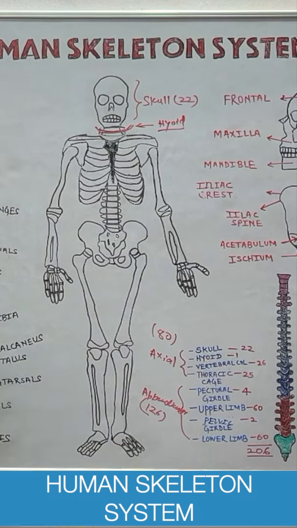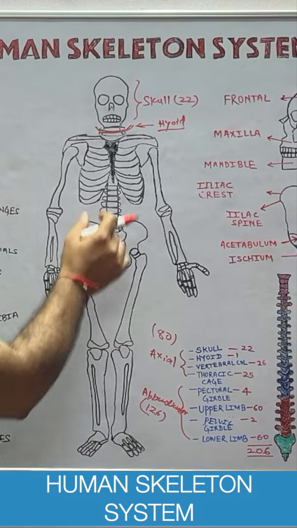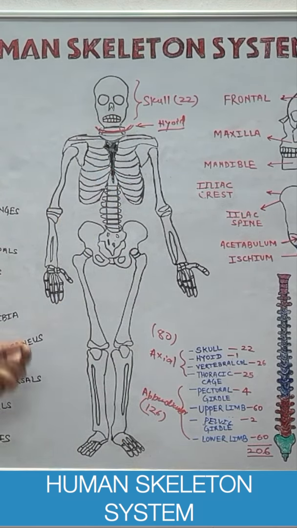Then you have the vertebral column. Everybody is familiar with the vertebral column. It consists of 26 bones. We will try to see the vertebral column in detail. This is the central axis of bones that forms the vertebral column.